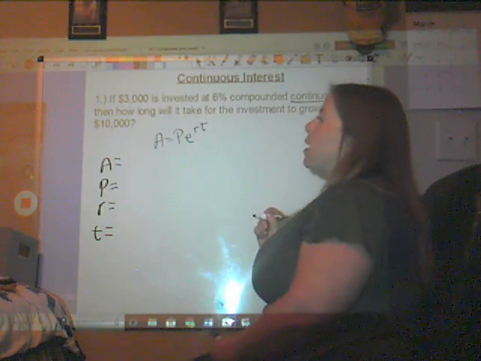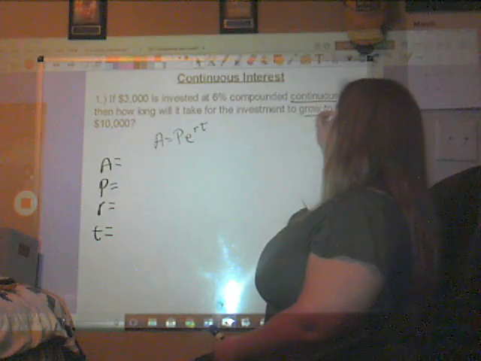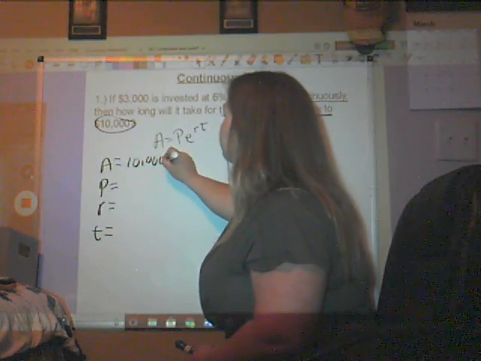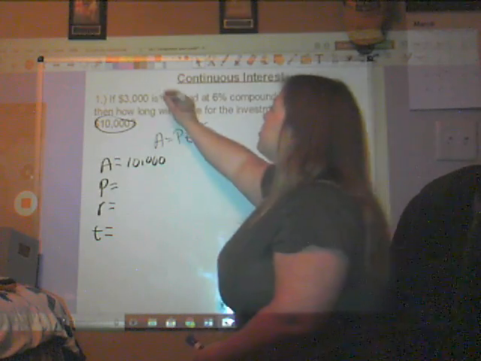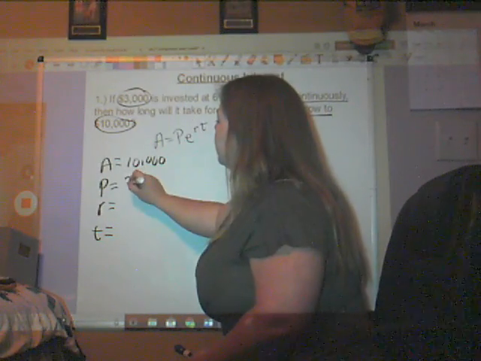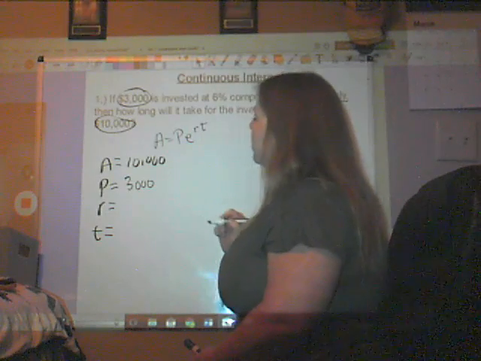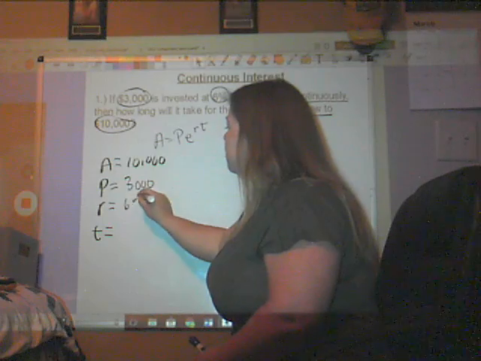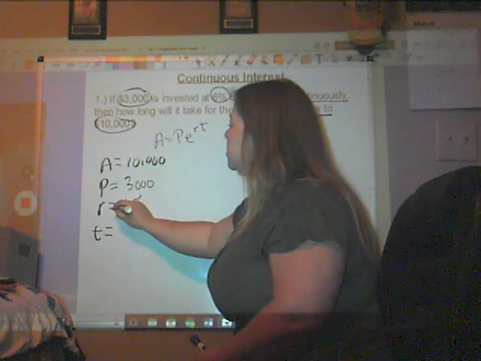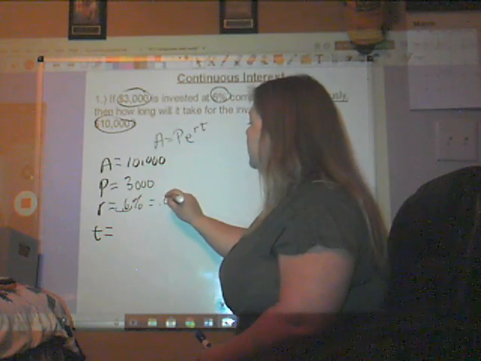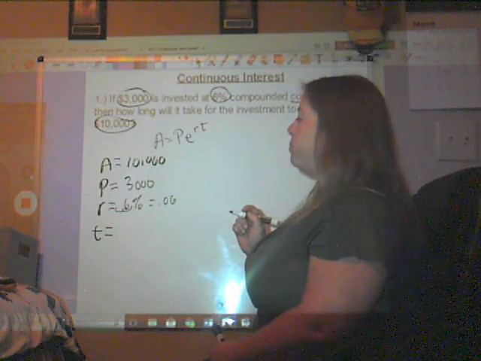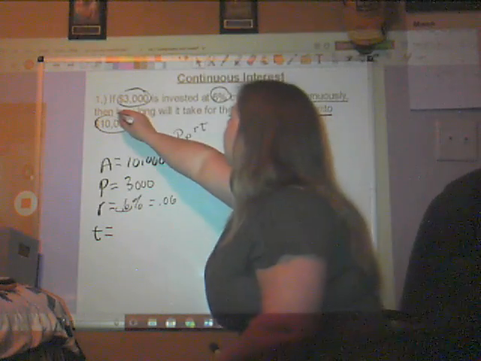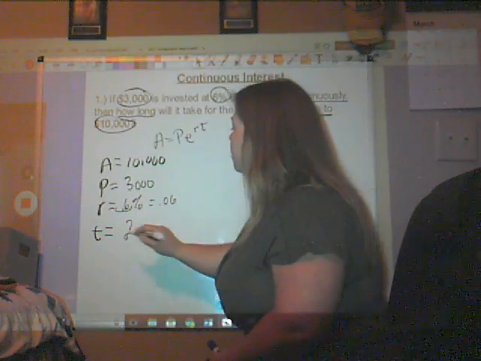So A is the amount we want to end up with. So we want it to grow to 10,000, so that's what we want to end up with. We started with 3,000, so that's our P. Our R is our rate. Our rate is 6%. So remember, we're going to take that percent and move the decimal 2 places. That's 0.06. That's important. The T is our time. It's asking how long, so that's what we don't know.